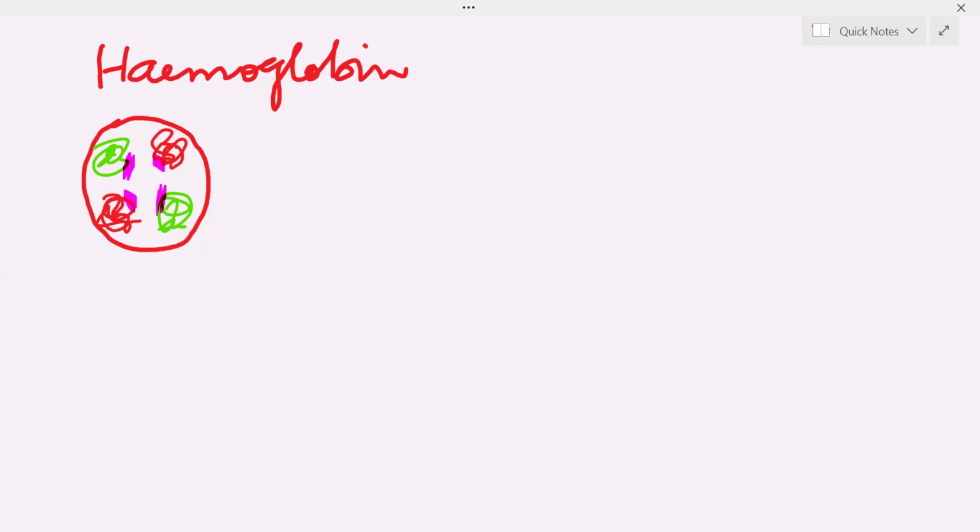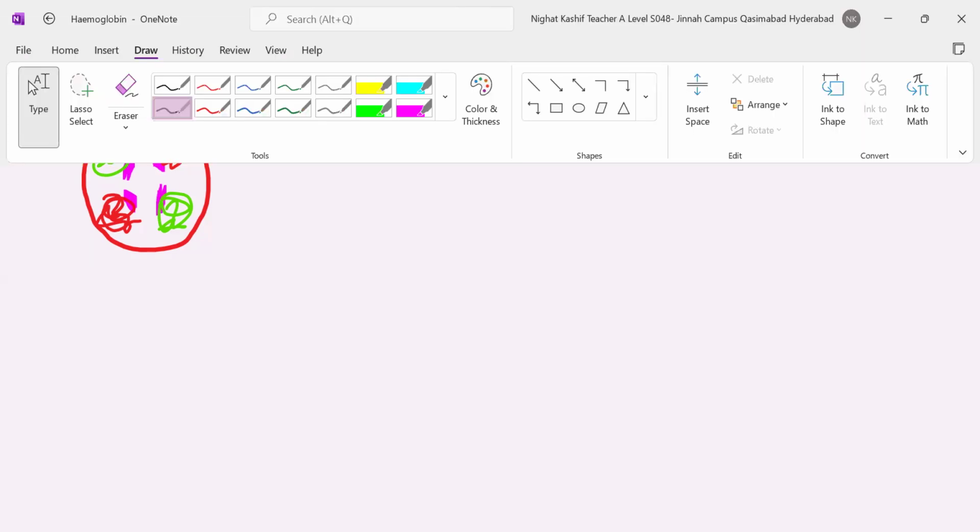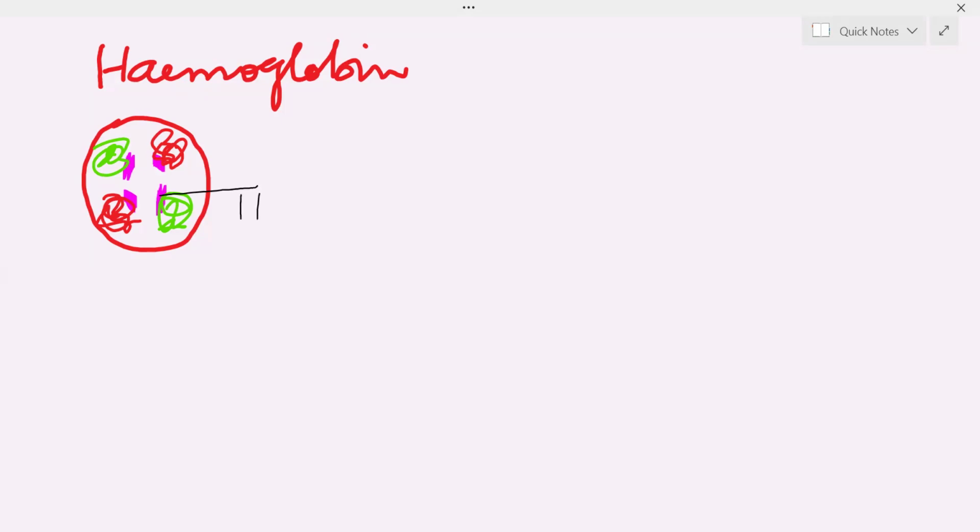This is the heme group, which is purple in shade. What is the heme group? Heme group is made up of iron, and this heme group is a prosthetic group, which is strongly bound with them. This heme group has iron inside it, and this iron has the ability to bind with oxygen. So when hemoglobin is attached with oxygen, when the heme group is attached with oxygen, it makes oxyhemoglobin.